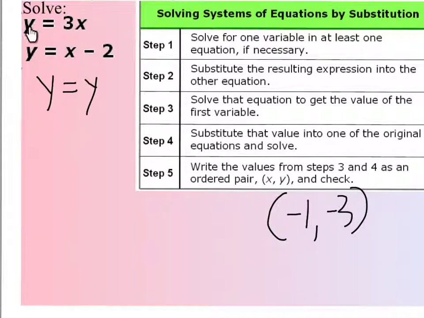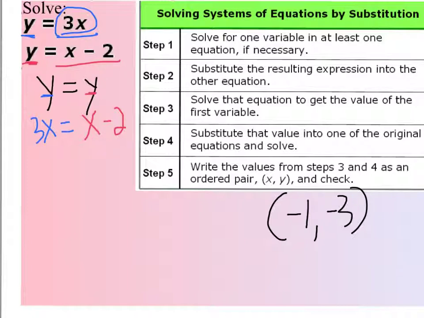Next, what I'm going to do is say, well, if y equals 3x, we'll call this the blue y, I can take 3x and substitute it for this y, because I know that this y equals 3x. Next, I can go back and say, well, if the blue y equals 3x, the red y equals x minus 2. So I'm going to write x minus 2. Basically, I set both of these expressions equal to each other because they both equaled y.